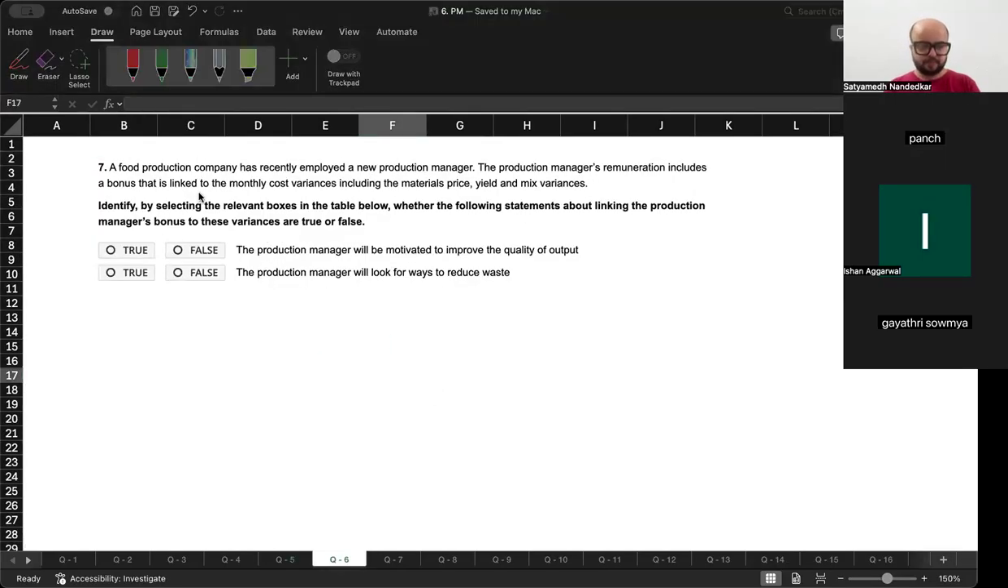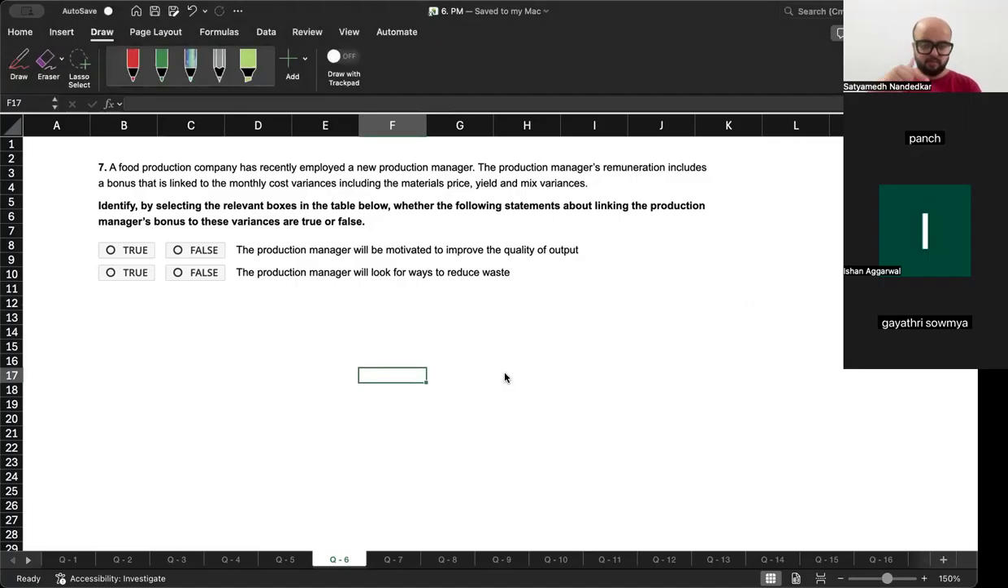चलो एक और. A food production company has recently employed a new production manager. The production manager's remuneration includes a bonus that is linked to the monthly cost variances, including the material price, yield, and mix variance. Bonus is linked to material price, material mix, and material yield. Identify by selecting the relevant boxes which of the following statements about linking production managers to these variances is true or false. The production manager will be motivated to improve the quality of output. I think so. What do you think? And production manager would be motivated, or he will always look for ways to reduce waste.